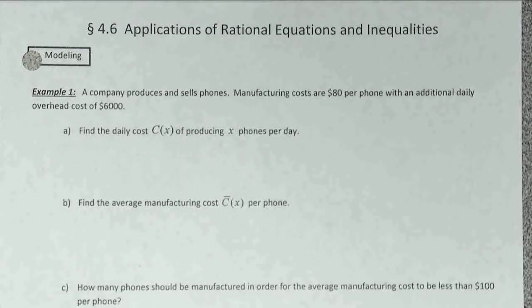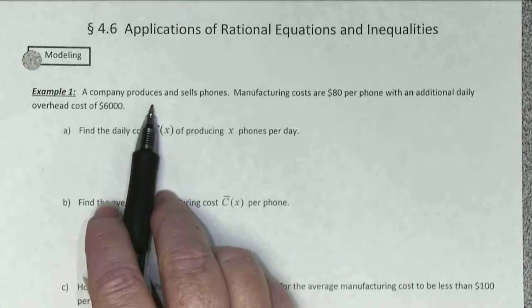Section 4.6. In part A, we're going to be looking at applications of irrational equations and inequalities. We'll look at a couple of different kinds of word problems. The first one has to do with revenue and cost and profit for a company. We have a company producing and selling phones.